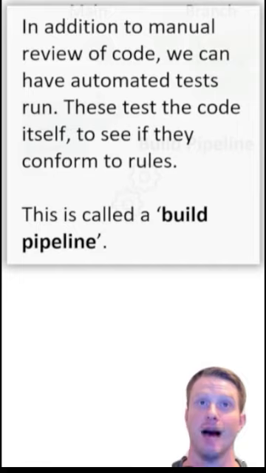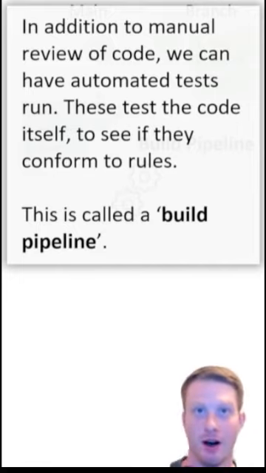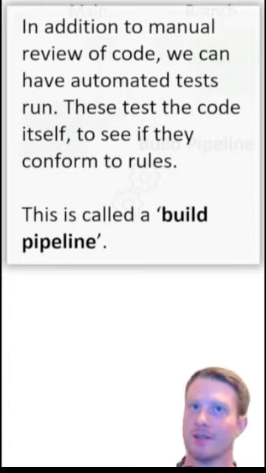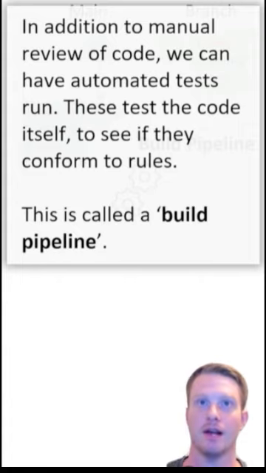So in addition to the manual review, automated tests. Again, they test the code itself, the DAX or the Power Query, that sort of stuff, to see if it conforms to specific rules that we've written in our automated tests. And this is a build pipeline.